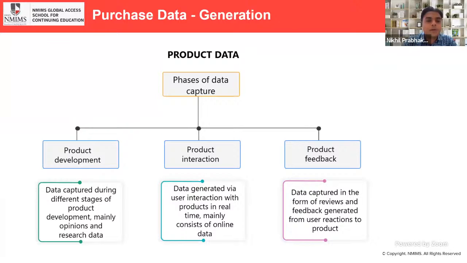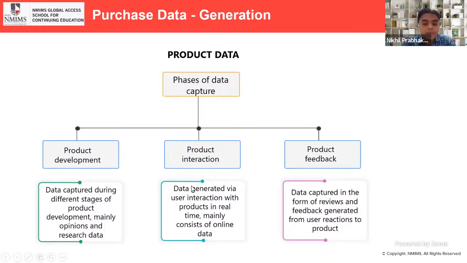And over here, if you look at the capturing of this product data, we discussed that during product interaction, or let's say product trial, this is where we can have some level of data coming in. During the product development also, we can capture data. So you're creating a sample model of your product, and this is where you're going to the open market, taking customers' feedback, researching about what competition is doing. So this product development stage is where we pick up some data.